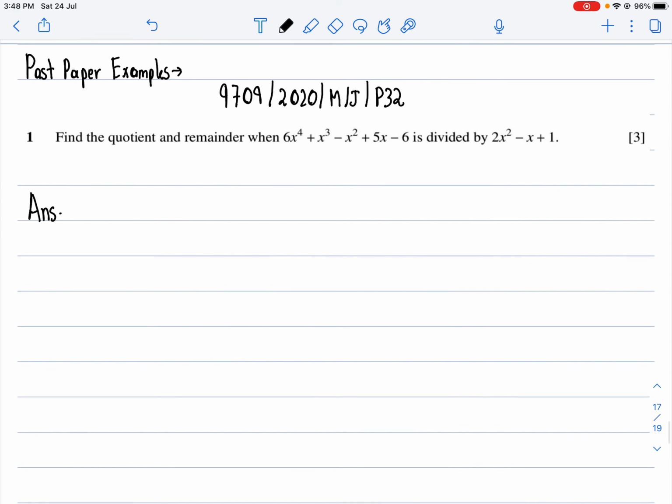So the first example, it's from 2020 May-June paper 32. The first question, we need to find the quotient and remainder when 6x raised to 4 plus x cube minus x square plus 5x minus 6 is divided by 2x square minus x plus 1. Correct? This is what I basically need.